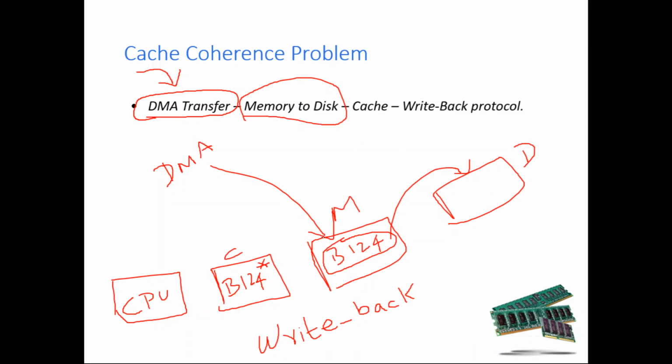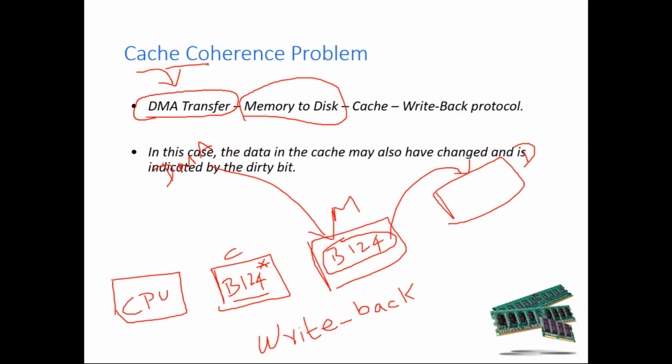The problem is, this content is already updated in the cache, and that update is not reflected in main memory because it's a write back cache. So if the stale content is written back to the disk, then that data will become inconsistent data. That problem is called the cache coherence problem.